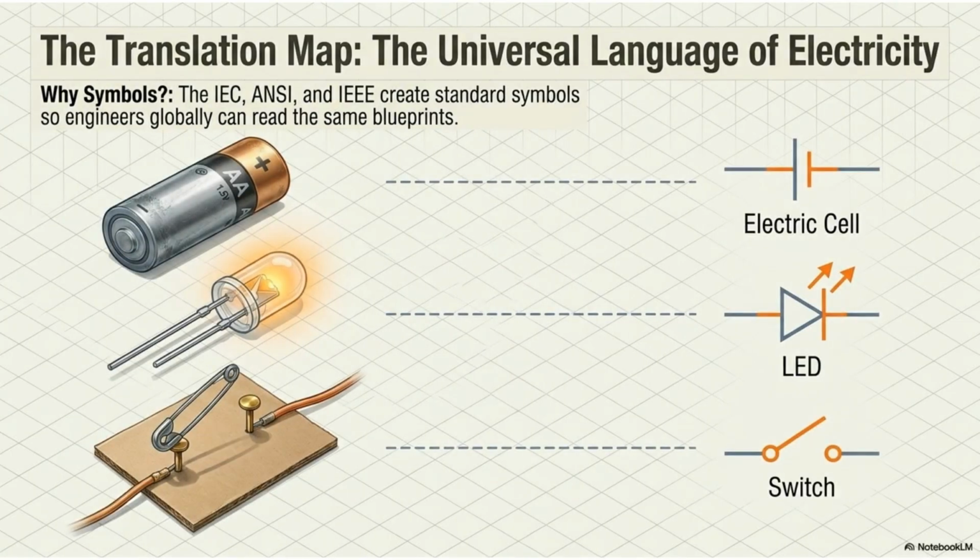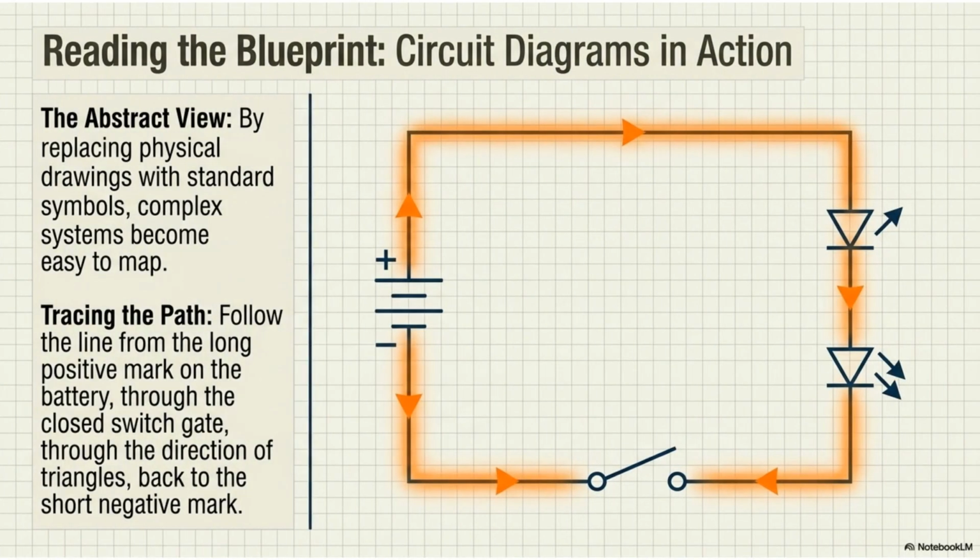To help engineers communicate globally, we use standardized symbols for components like cells, LEDs, and switches. These symbols allow anyone to read and build electrical blueprints accurately. By using these symbols, we can create abstract circuit diagrams. You can trace the path of electricity from the battery's positive terminal, through the switch, to the light, and back to the negative terminal.